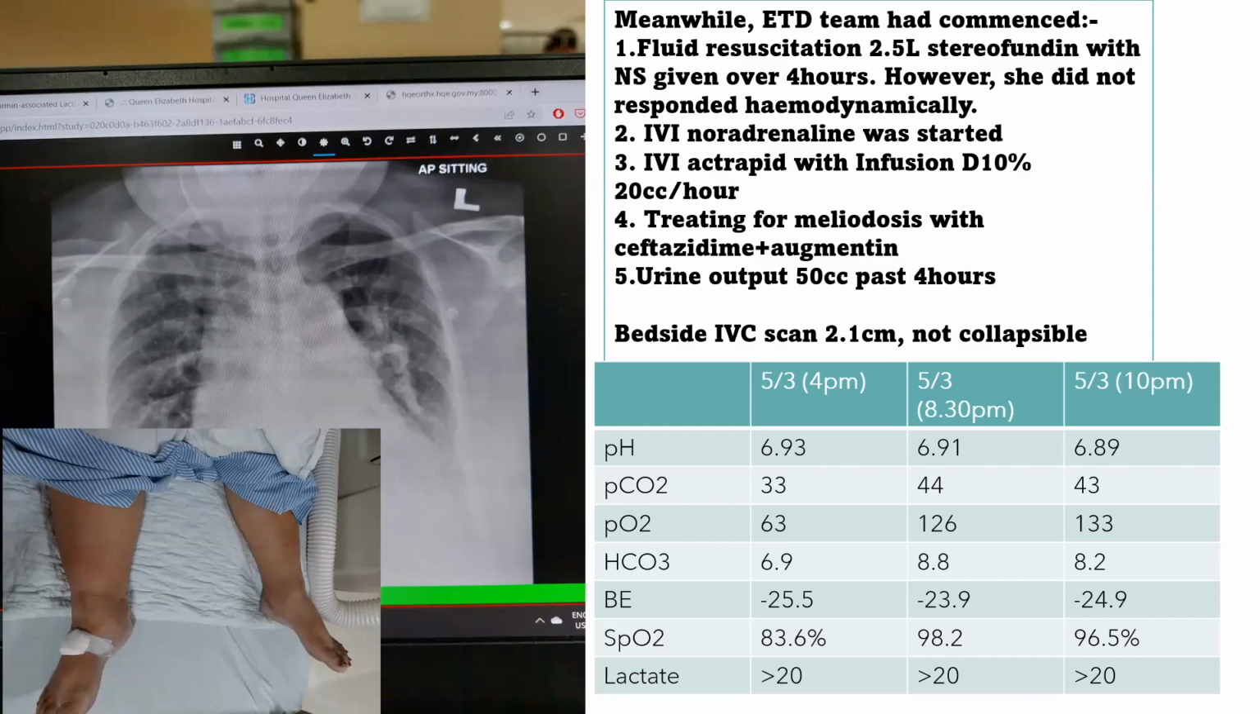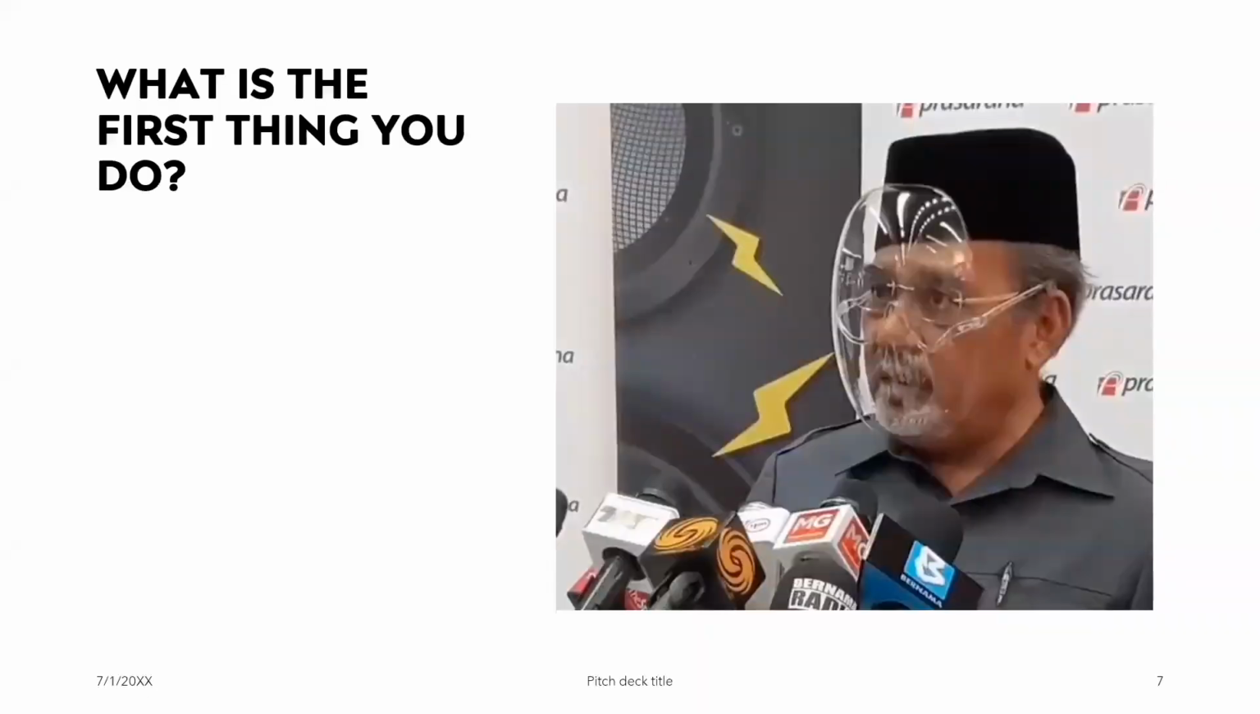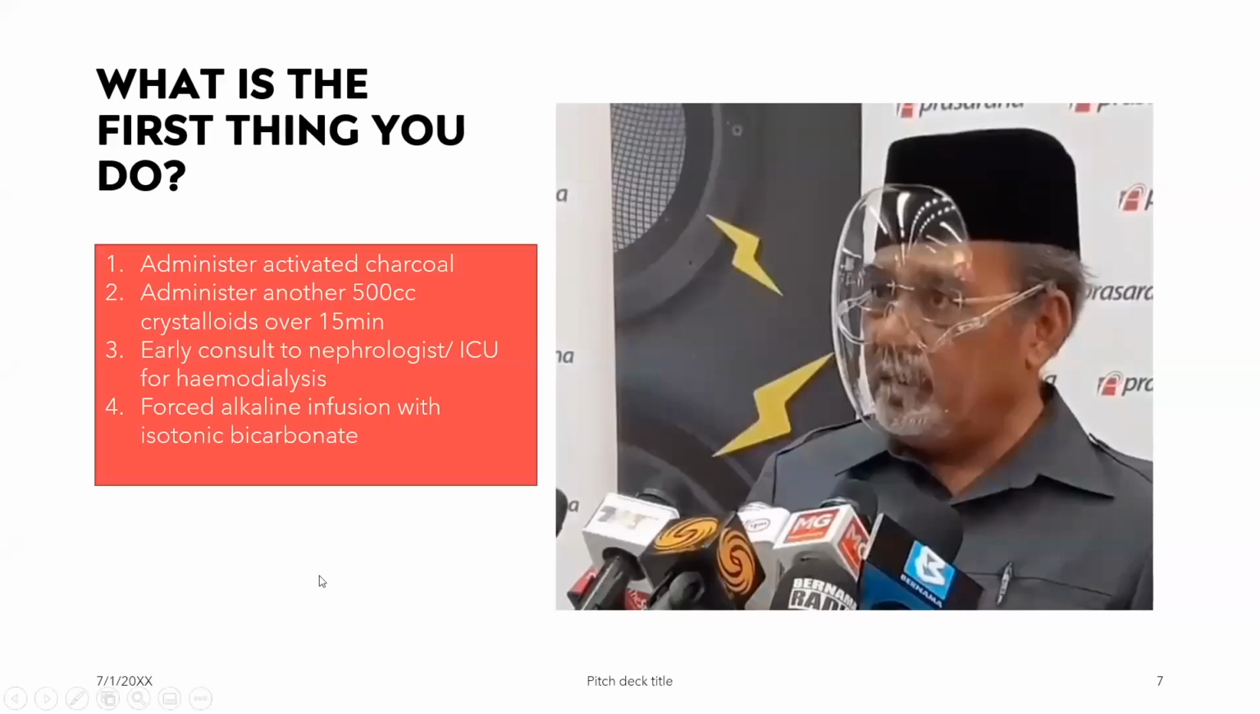Okay, so I'm obviously not the expert here. It's an intensivist lah. Okay, so what is the first thing you do? Not first thing in the morning like this guy says, this is an emergency case lah. So what is the first thing? There are a few options. Again, I want you to type your answer in the chat. This time no more cheating already. Do you give activated charcoal? Or do you give another 500 cc of fluid over 15 minutes? Do you consult a nephrologist or ICU for hemodialysis? Or do you want to use isotonic bicarb? Just type your answer. I give 15 seconds.